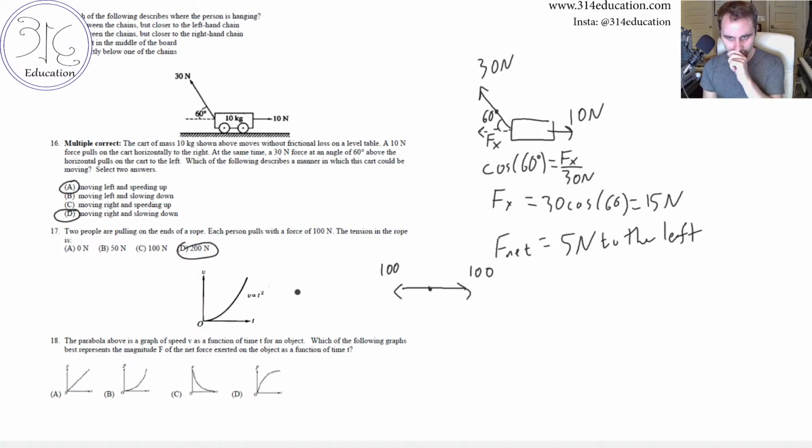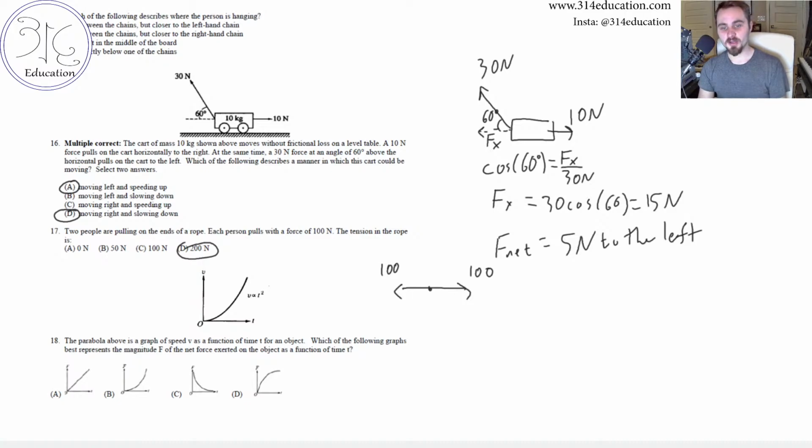All right, and so for 18, we see a graph of speed as a function of time. This is growing kind of like a parabola, so it's growing like an x squared type of slope. In fact, look at that, it is proportional to t squared. I'm just reading things out loud, apparently.